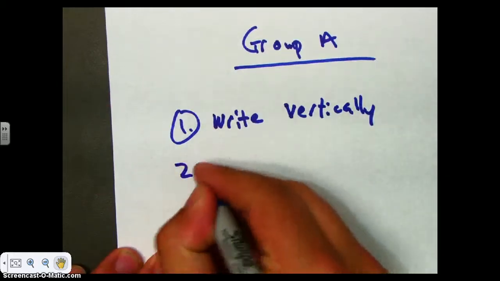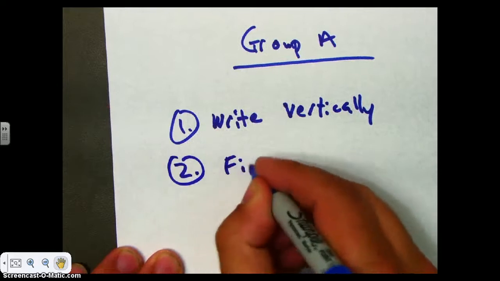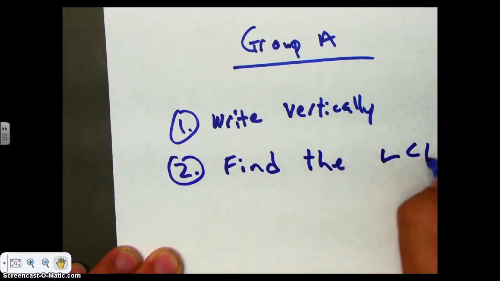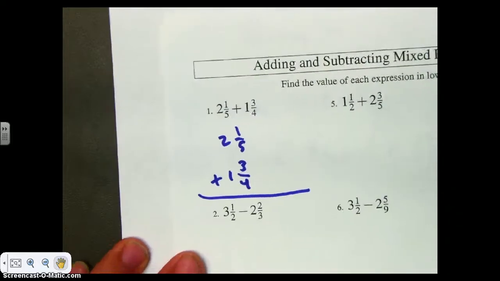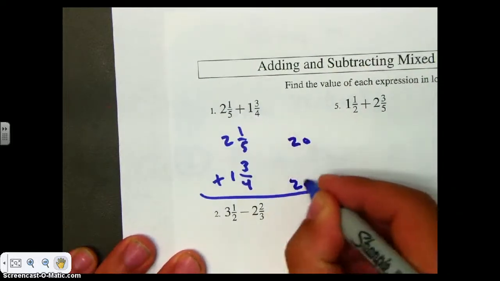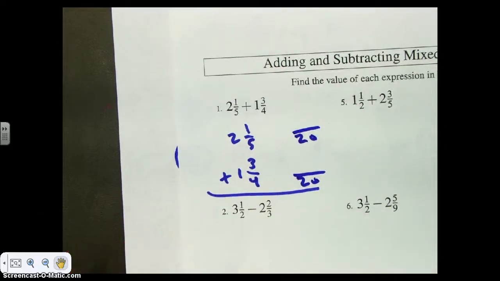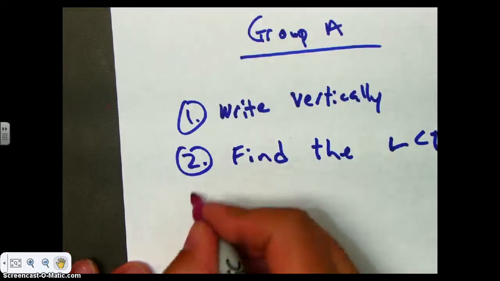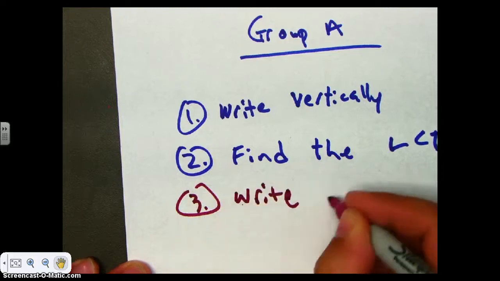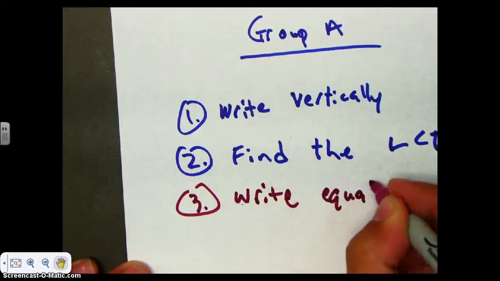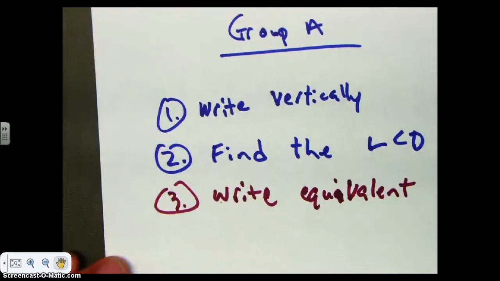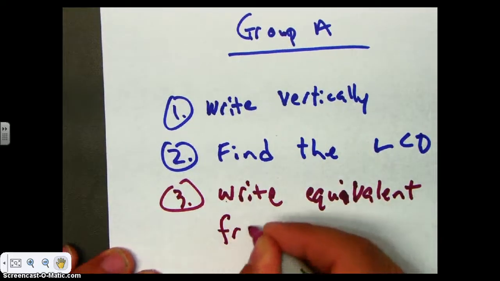Once we've written it vertically, we're going to find the least common denominator, LCD. So the smallest thing that 5 and 4 both go into is 20. So that's our least common denominator, 20. Once we've done that, we need to write equivalent fractions. Sorry, these markers are difficult to write with.